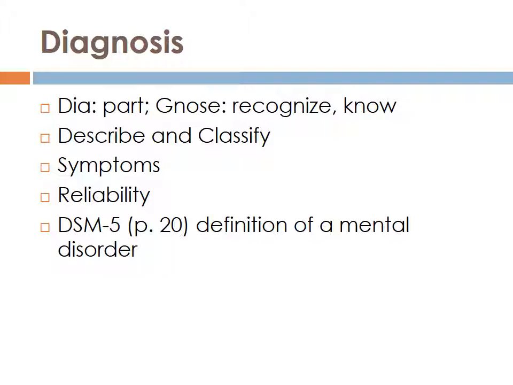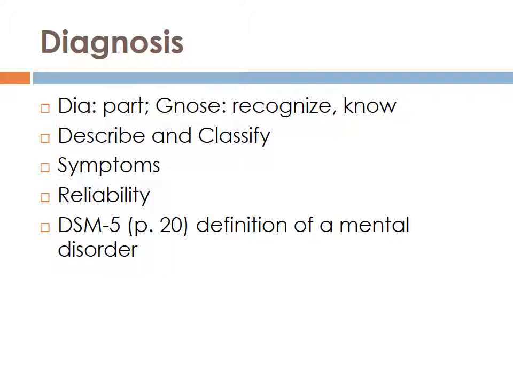The word diagnose comes from two Greek roots, dia, which means part, and nous, which means to know or to recognize. A description and classification system is a familiar concept across the sciences. It sets a foundation for research and for future developments. Consider the elements in chemistry or species in biology.